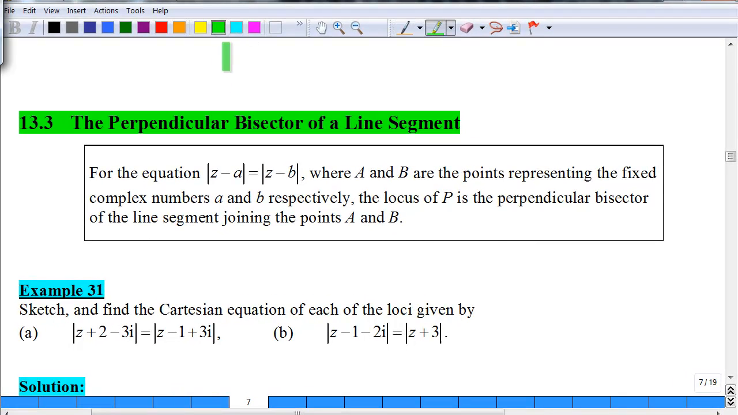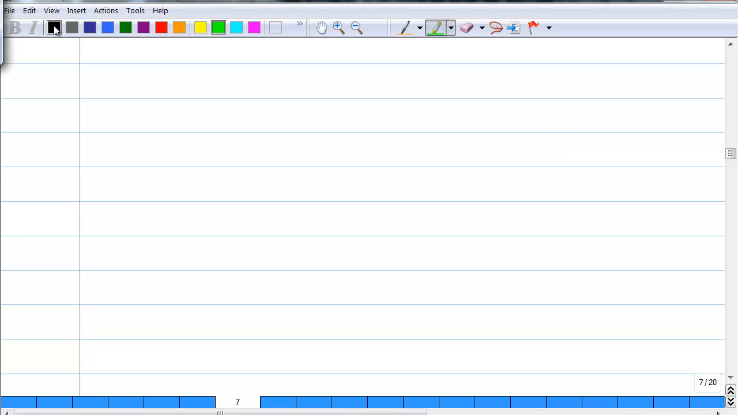what you see here in this standard form. Now let me explain a little bit more on why this standard form of this equation gives you the perpendicular bisector of a line segment. Now in the equation given in the standard form, z being a variable complex number minus a being one fixed complex number is equals to z minus b, another fixed complex number.